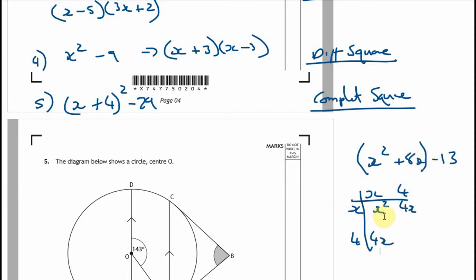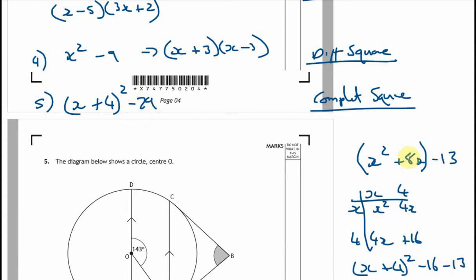So that's x squared, 4x, and 4x, which is brilliant. That's x squared plus 8x, which is just what we wanted. But now we end up with a plus 16, which we didn't really want. We never had that. So we rewrite this as x plus 4 squared minus 16, and we've got our minus 13 from the beginning as well. And that's where you get the minus 29 from.